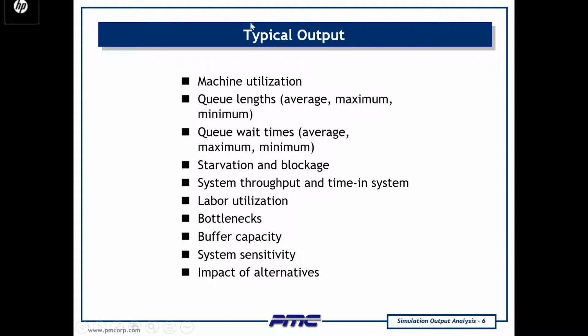Utilization of your labor, I alluded to it up here, from a simulation software point of view, a machine and a worker are very similar in terms of statistics collected. Bottlenecks, a general term for starvation and blockage. Buffer capacity. How big does your waiting room need to be? Or in a manufacturing or warehouse context, how large do your buffers need to be?